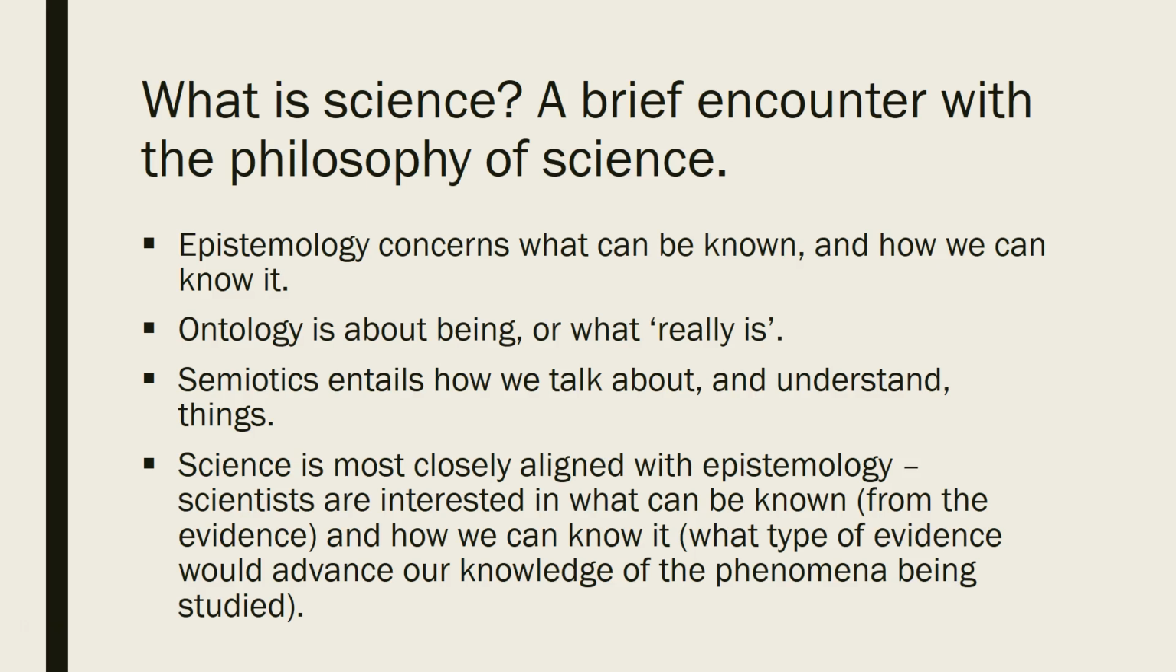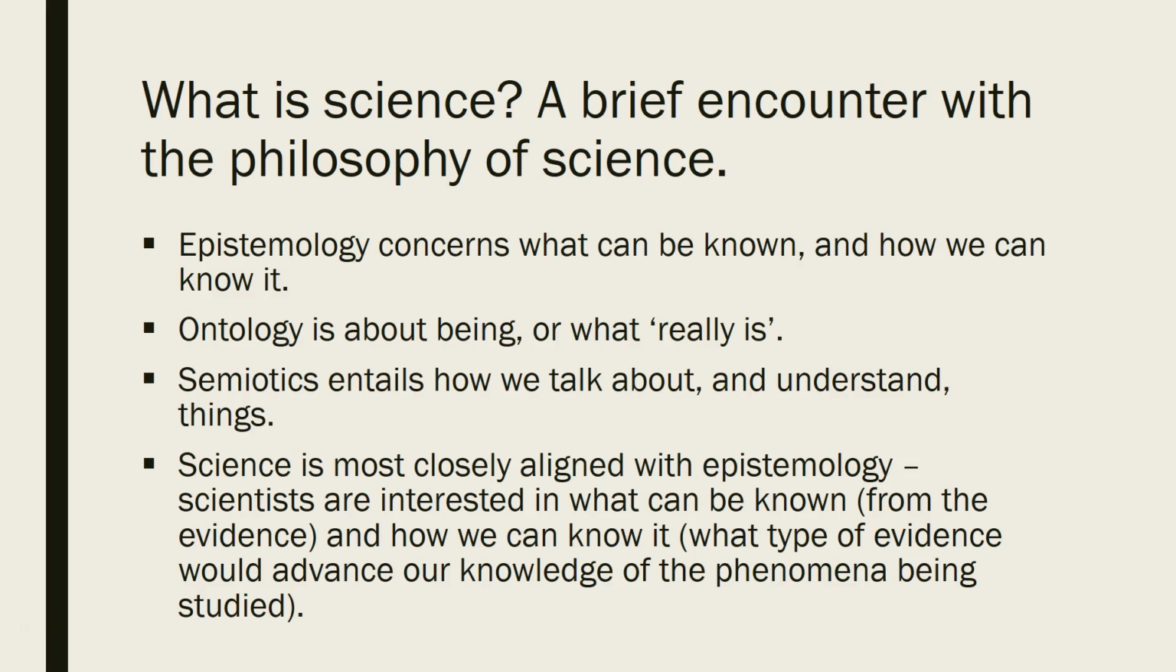Perhaps you still want some clarification about what makes something a science. Let's think about it another way. If you were to read a bit about philosophy or the philosophy of science, you may encounter the terms epistemology, ontology, and semiotics. Epistemology concerns what can be known and how we can know it. Ontology is about being, or what really is. Semiotics entails how we talk about and understand things. Science is most closely aligned with epistemology.